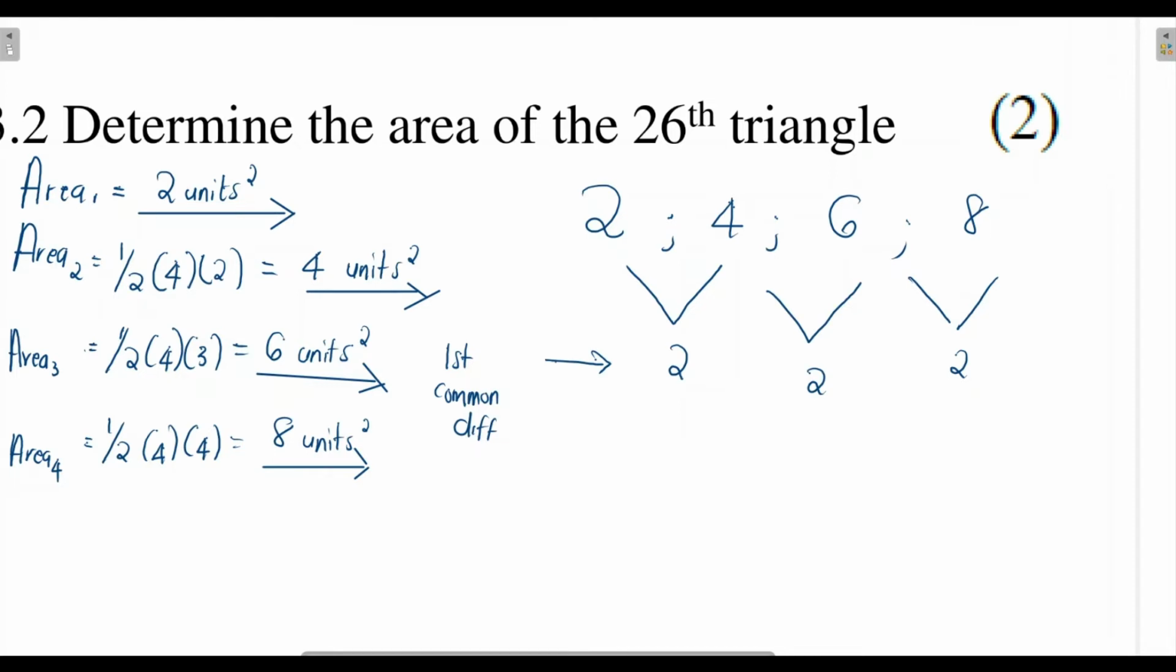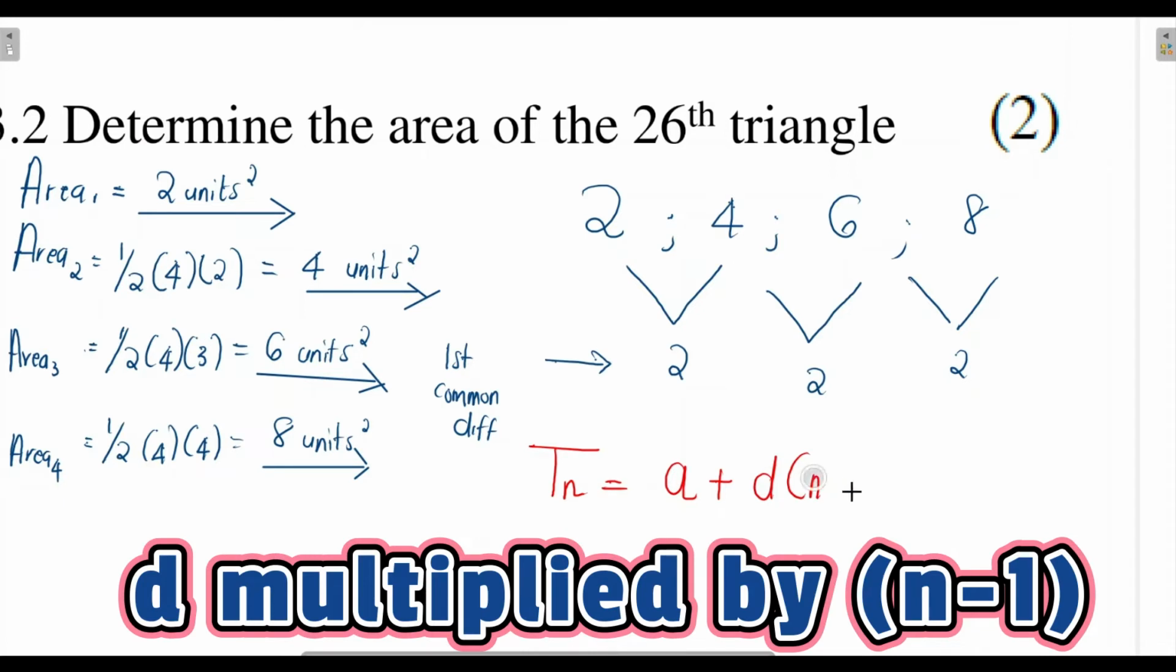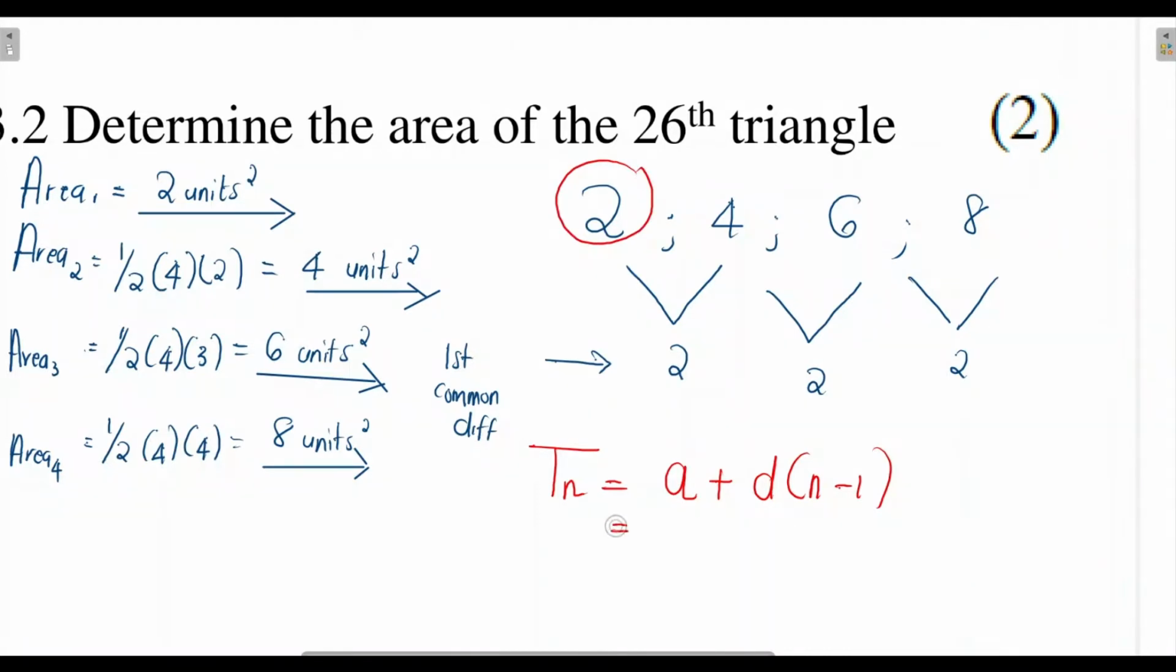And if we're dealing with an arithmetic sequence, the general formula that we use to find the formula for the nth term of our arithmetic sequence is given by a plus (n minus 1) d. Okay, what is our a? Your a is your first term, that is 2, plus what is your d? Your d is your first common difference, which is still 2, right? And n minus 1, okay?